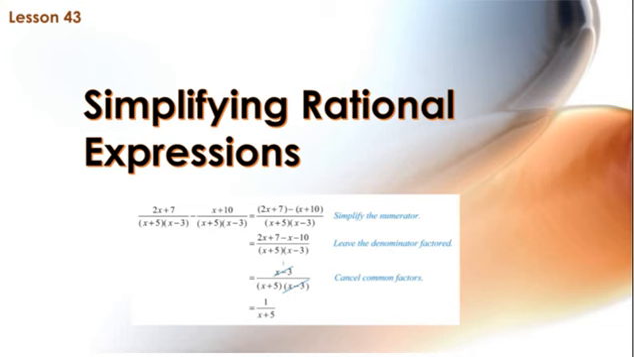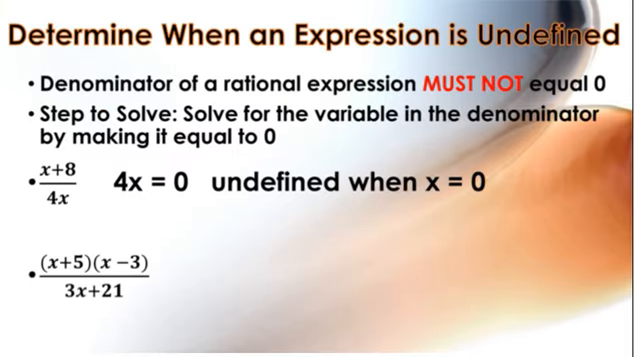So in the picture here, you can see we have some rational expressions, and we need to simplify them. The one thing that you need to remember is that the denominator of a rational expression can never equal 0. So when we solve for this, if there's a variable in our denominator, we need to state what that variable cannot equal for the whole expression to be undefined, which means the denominator equals 0.